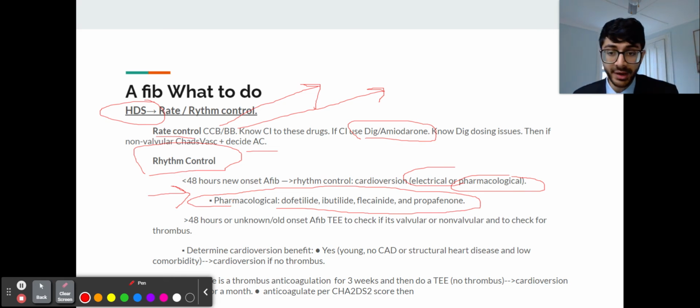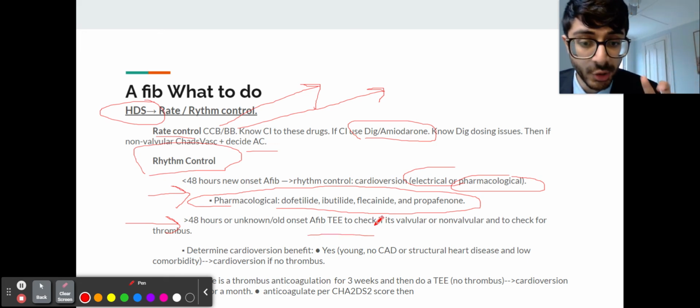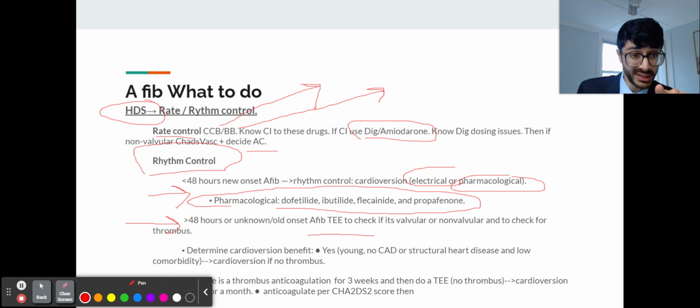They can go home. If it's greater than 48 hours, or it's been a long time, like he says, I went to sleep, I woke up in AFib, you don't know. Now you need to get a TEE. If there is no clot, cardiovert them and CHA2DS2-VASc them and determine their anticoagulation risk. If there is a clot, anticoagulate them for 3 weeks, then do another TEE. If there is no clot now you can. I explain this horribly.